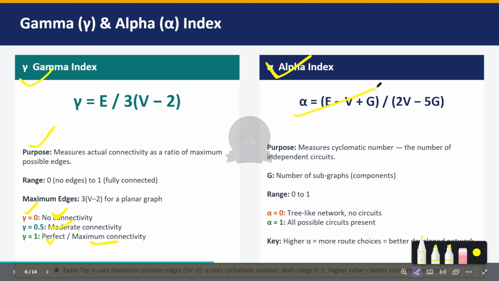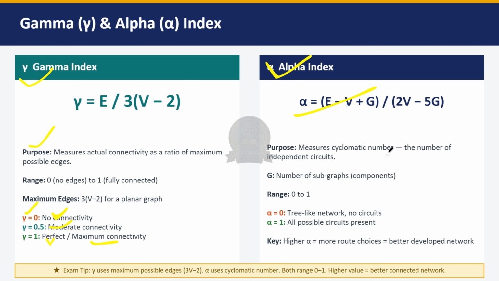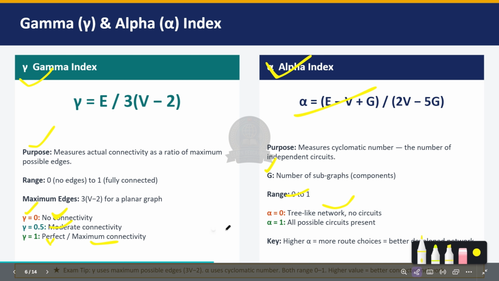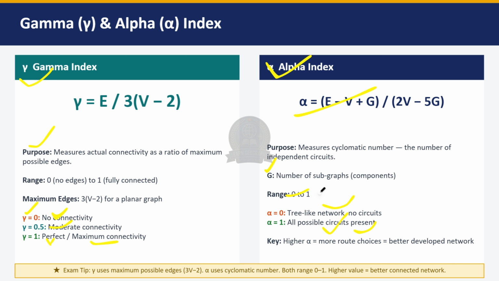Similarly, alpha index, this is the formula again. Purpose: it measures the cyclomatic number, the number of independent circuits. G is equal to the number of subgraphs, components, range 0 to 1. If the alpha index is equal to 0, it is a tree-like network with no circuits, and if the alpha index is equal to 1, it indicates all possible circuits are present. A higher alpha index means more route choices and a better developed network. Gamma uses the maximum possible edges 3(V minus 2), and alpha uses the cyclomatic number. Both range from 0 to 1, and a higher value means a better connected network.